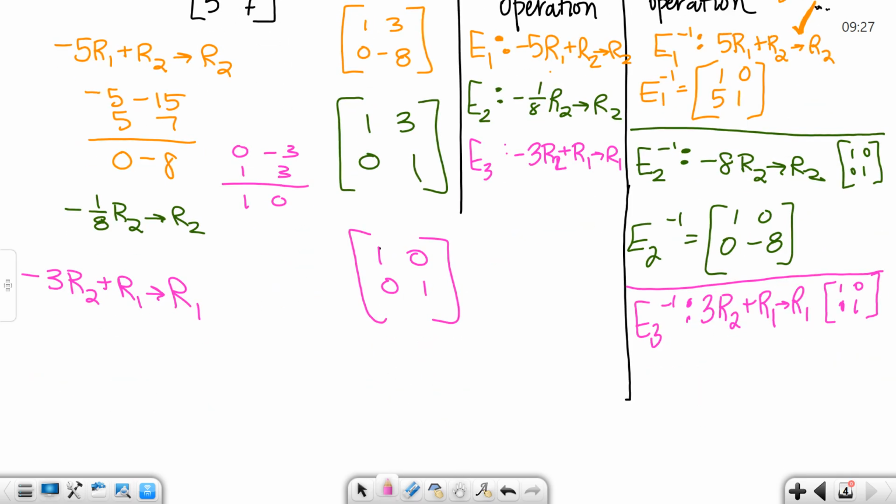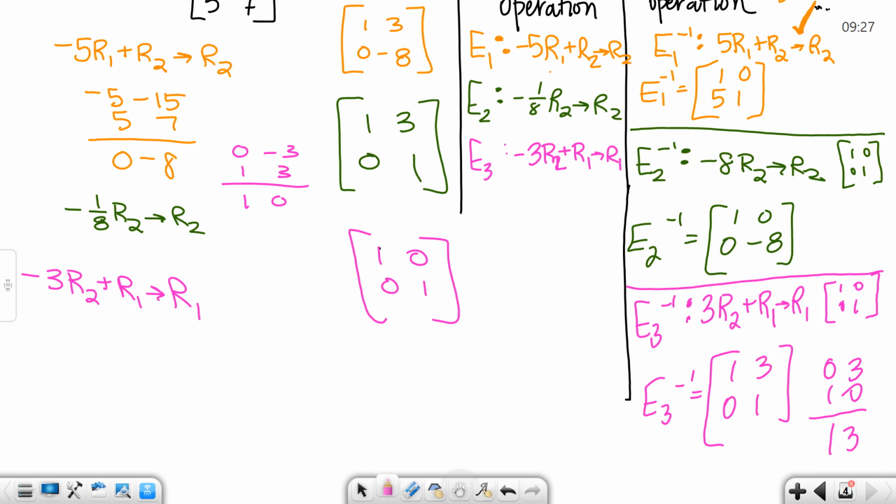So if I look at this one, 3 times row 2, add it to row 1, and that's my new row 1. That's what it looks like. Okay, you've done all the work, but you don't have an answer. And so we have to tie it all up. And that is what's left.